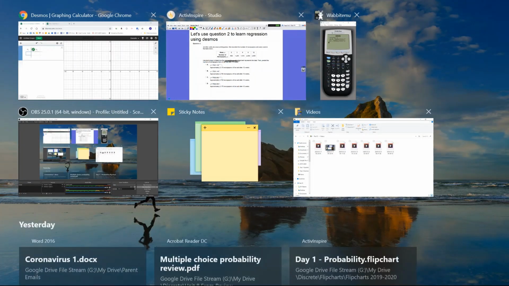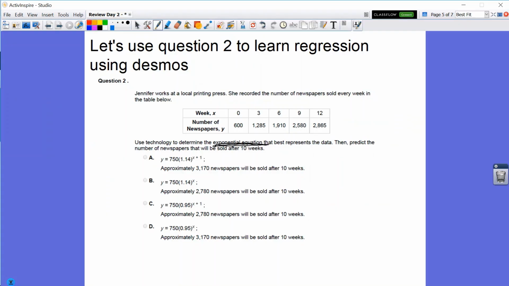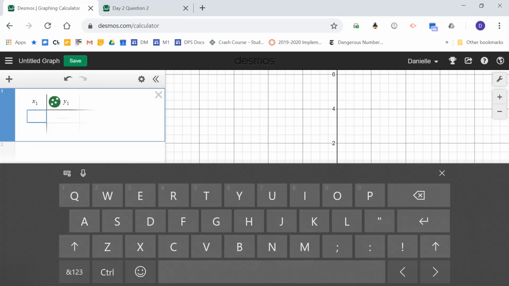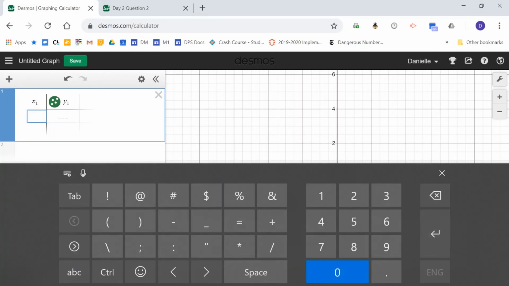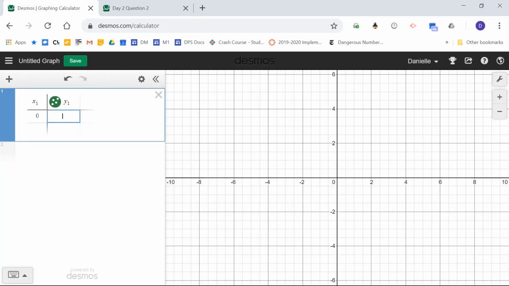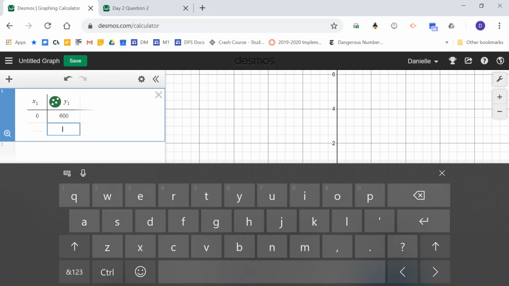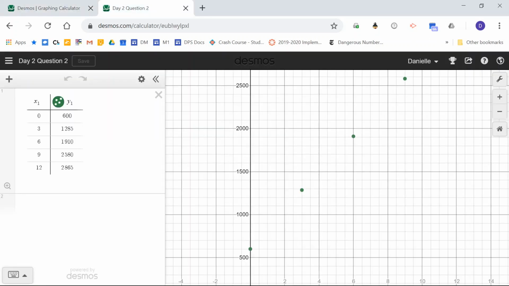So in question 2, it looks like the first week, week 0, it's 600. So in our table in Desmos, we would type in 0 and then 600. And then we just hit enter and we type in more numbers as we go along. I don't want you to have to sit and watch me type these numbers in, so I've done that for you. And this is what our final table looks like.